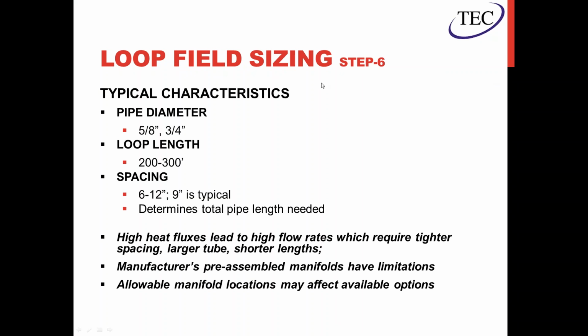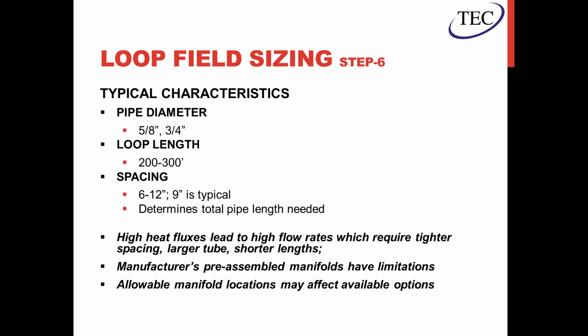Okay, just to continue with our loop field sizing, typically for snowmelt systems, you don't want to be smaller than 5/8 inch tubing, simply to minimize any problems with freezing or thickness due to glycol. And depending on if you need to go to a longer loop length, then you would go up to 3/4 inch or even 1 inch, depending on how large your system is.